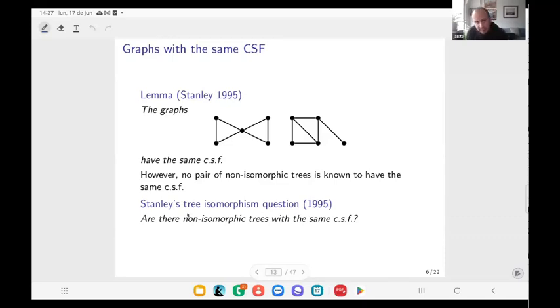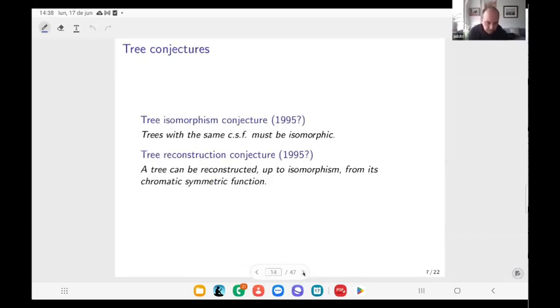This is a widely open question, and the idea of the talk here is to try to give you why my opinion is that it's not possible to find non-isomorphic trees with the same chromatic symmetric function. I will put it into 2 different problems that are almost the same problem, but not exactly the same. The first is the tree isomorphism conjecture, which says that if you have trees that have the same chromatic symmetric function, they have to be isomorphic.